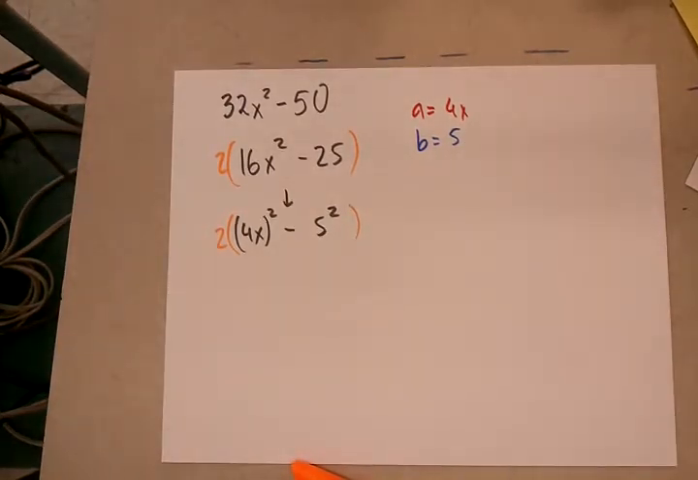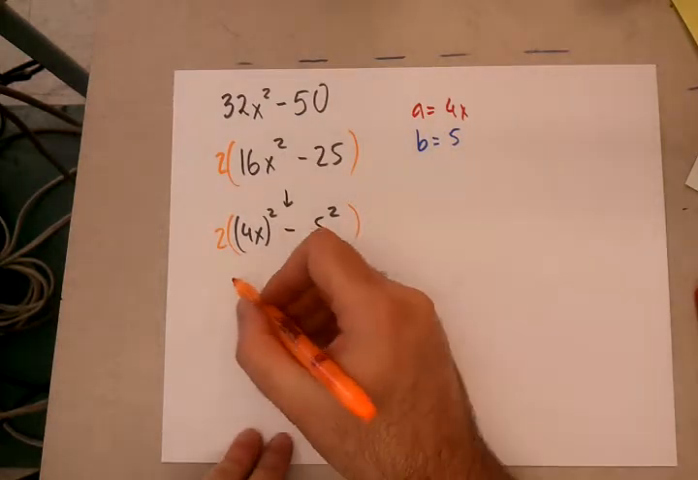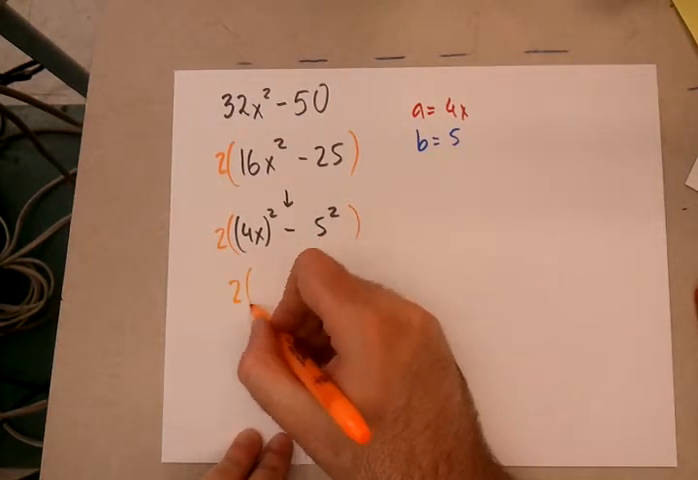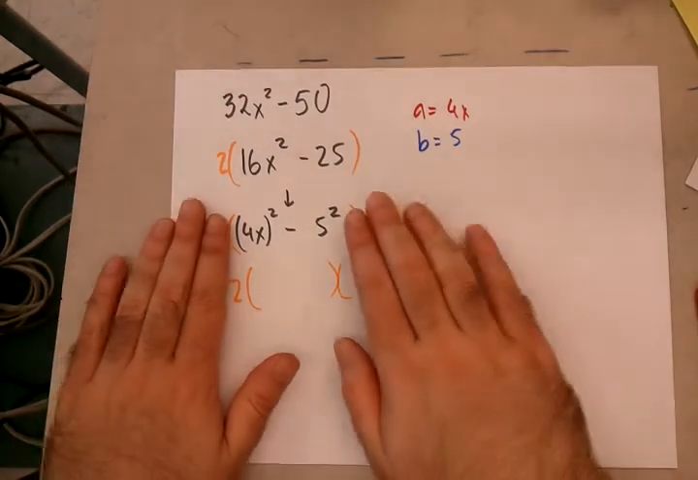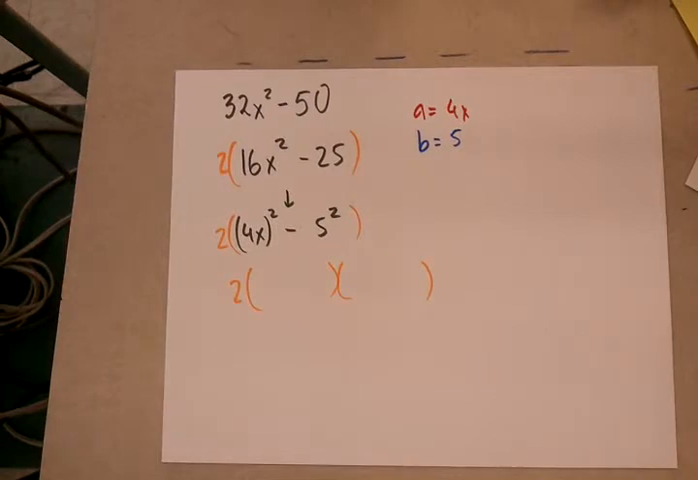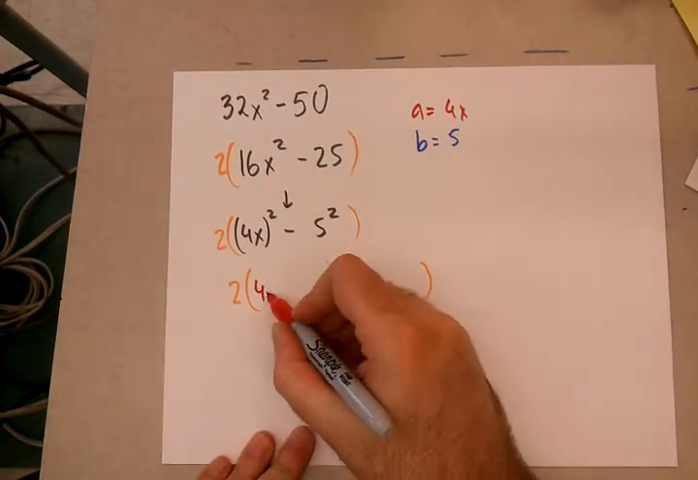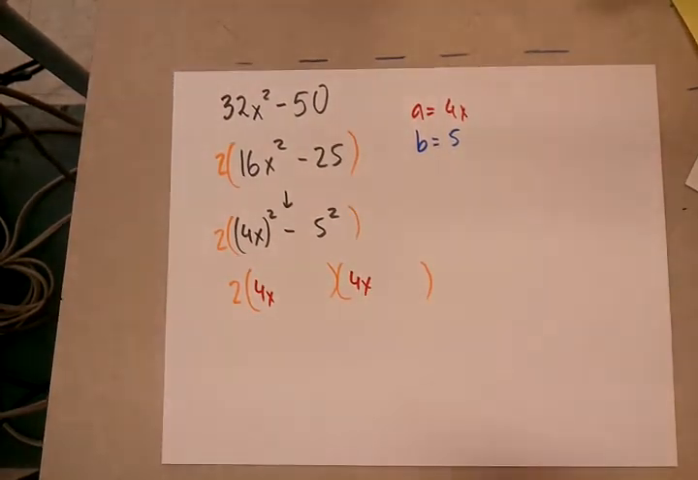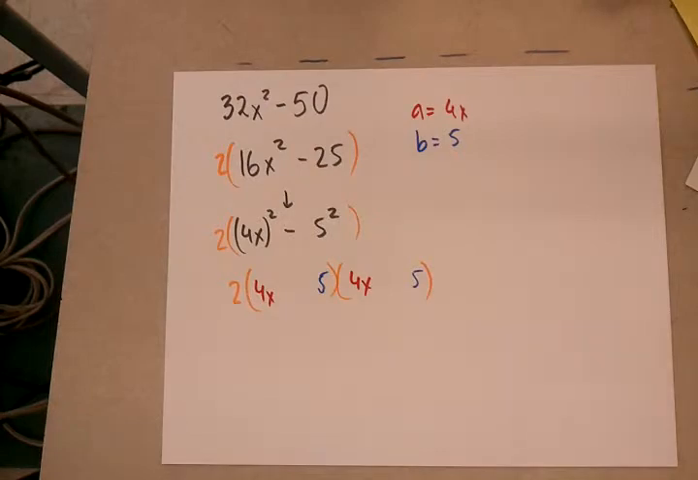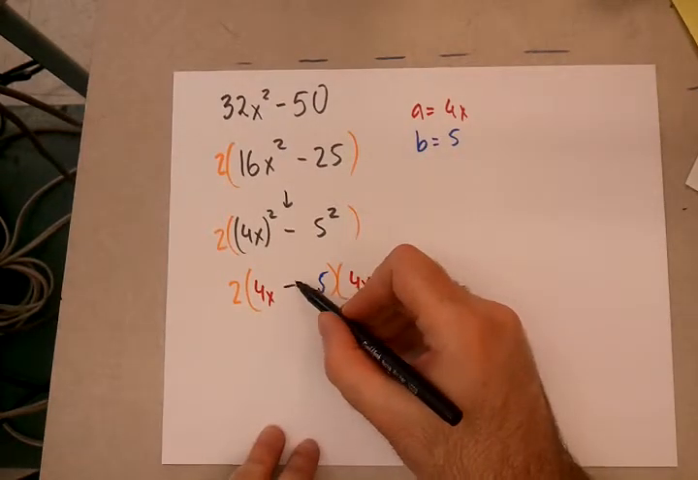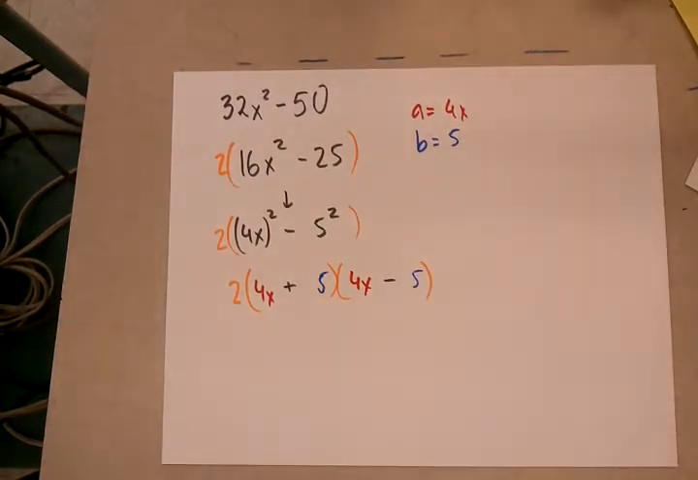Excellent. So now, still keeping the 2 on the outside, I'll make my two parentheses, and I'll do my a plus b, a minus b form using just that. So it'll be 4x, 4x, it'll be 5 and 5, and it'll be plus minus, minus or plus, doesn't really matter. Plus minus, I like to start with a plus.